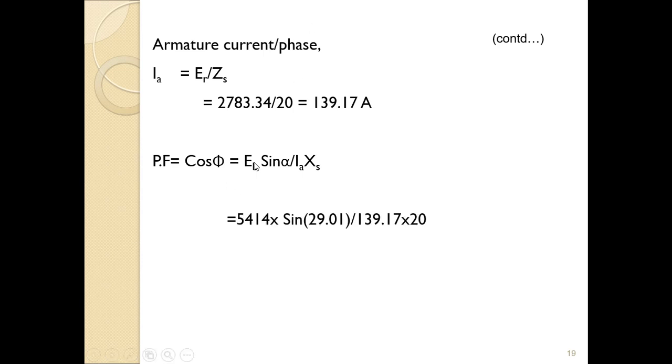So the EB value we know, that is 5414 sin of alpha. This we also calculated, 29.01 degrees, divided by IA ZS, that is 139.17 into 20. From this we can get the power factor, that is 0.943 leading. This is the new power factor.